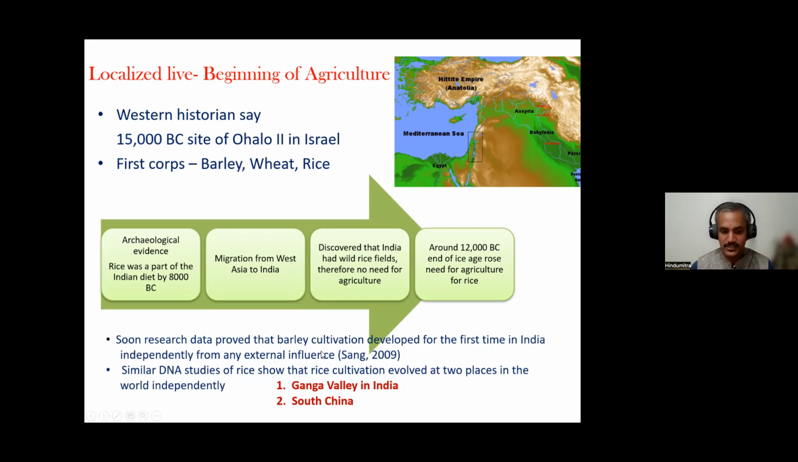The reference for this claim comes from the Sang 2009 paper. And similar DNA studies of rice show that rice agriculture evolved at 2 different places in the world independently. One is the Gangetic Valley, the Ganga Valley in India, and the second is South China. So this is based on rice DNA studies. They have found rice agriculture happening in the Ganga Valley and Ganga Plains and South China.